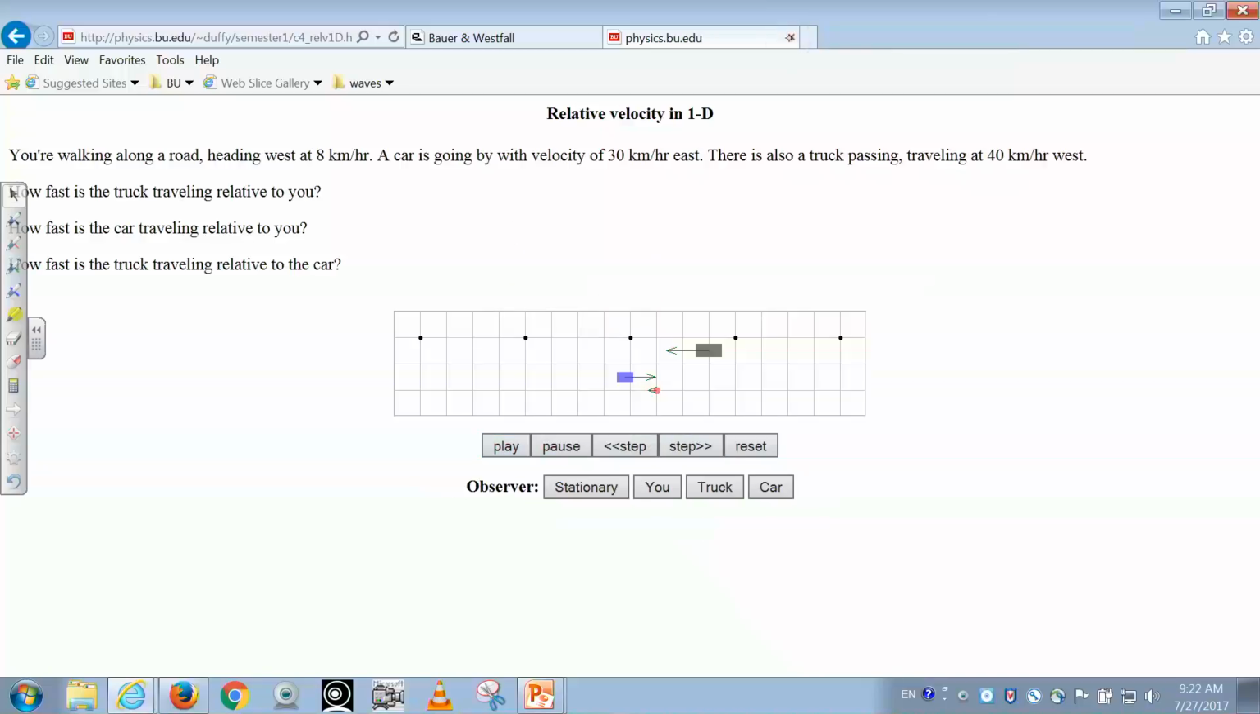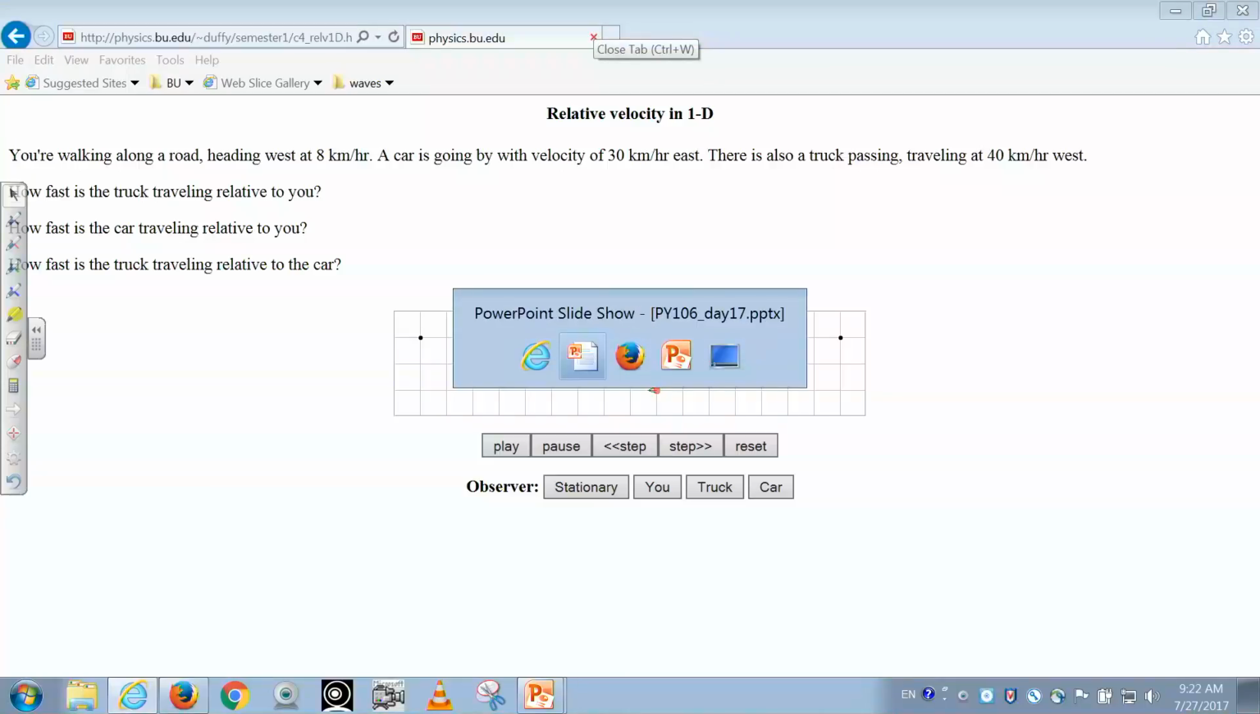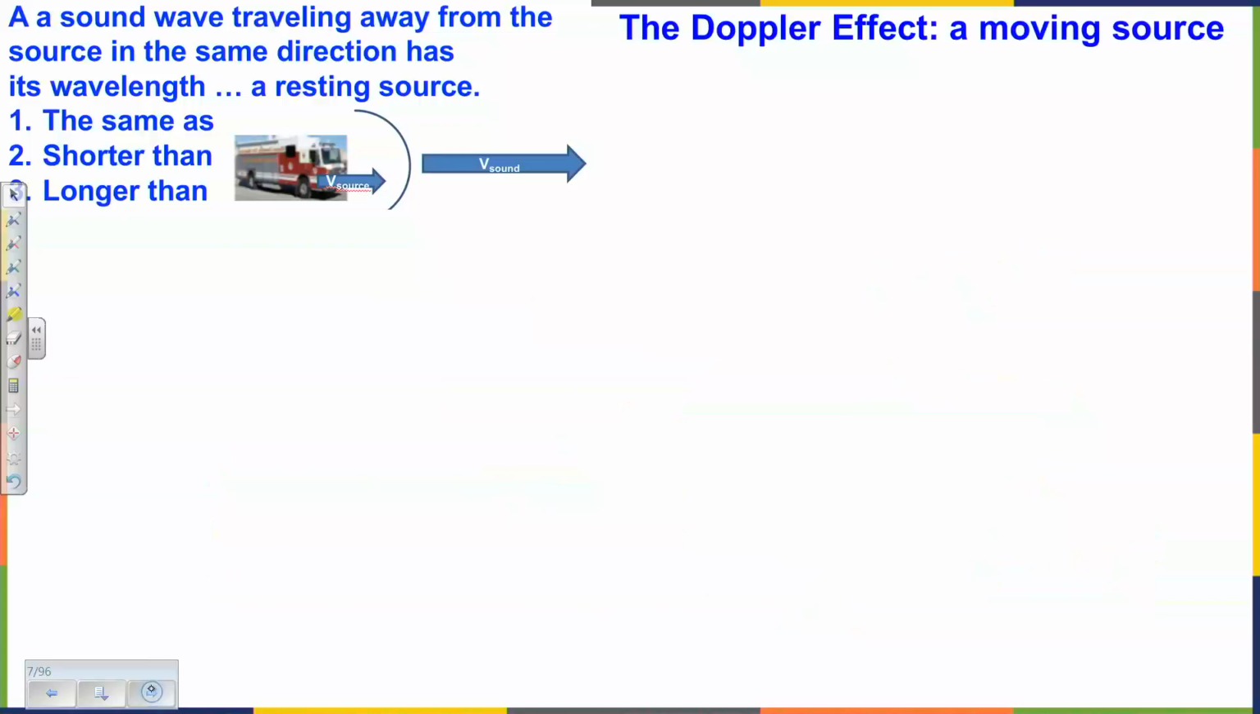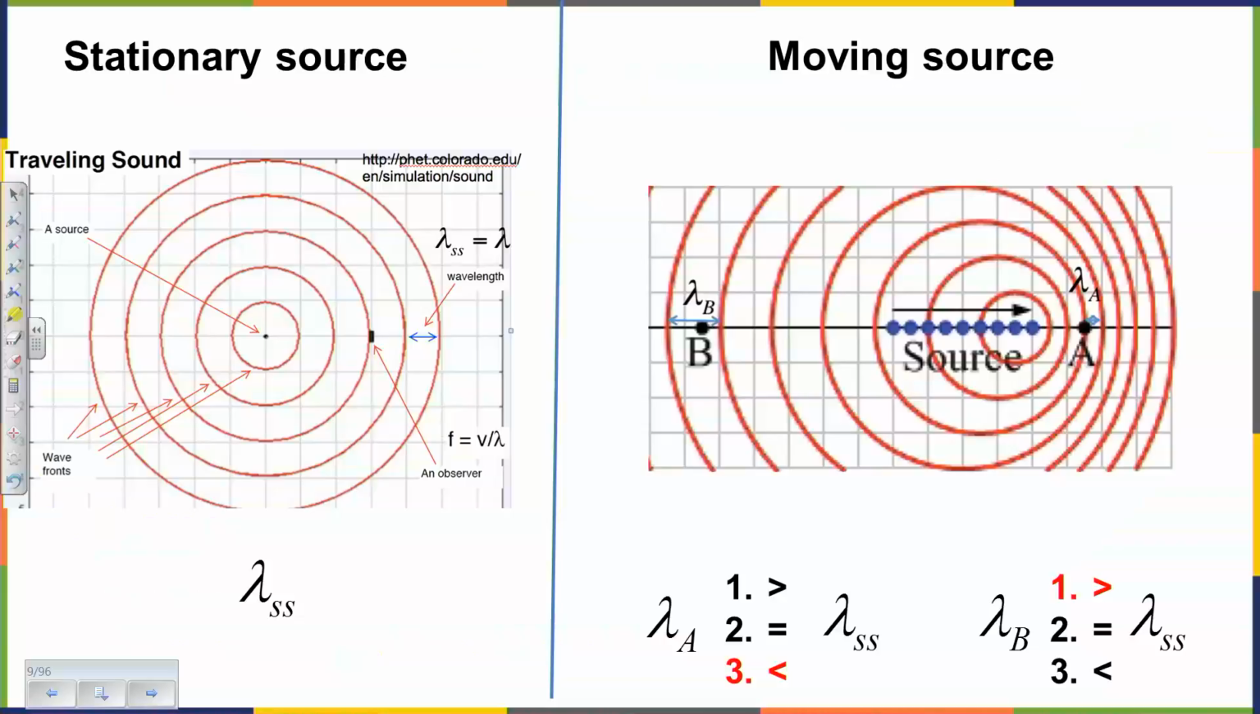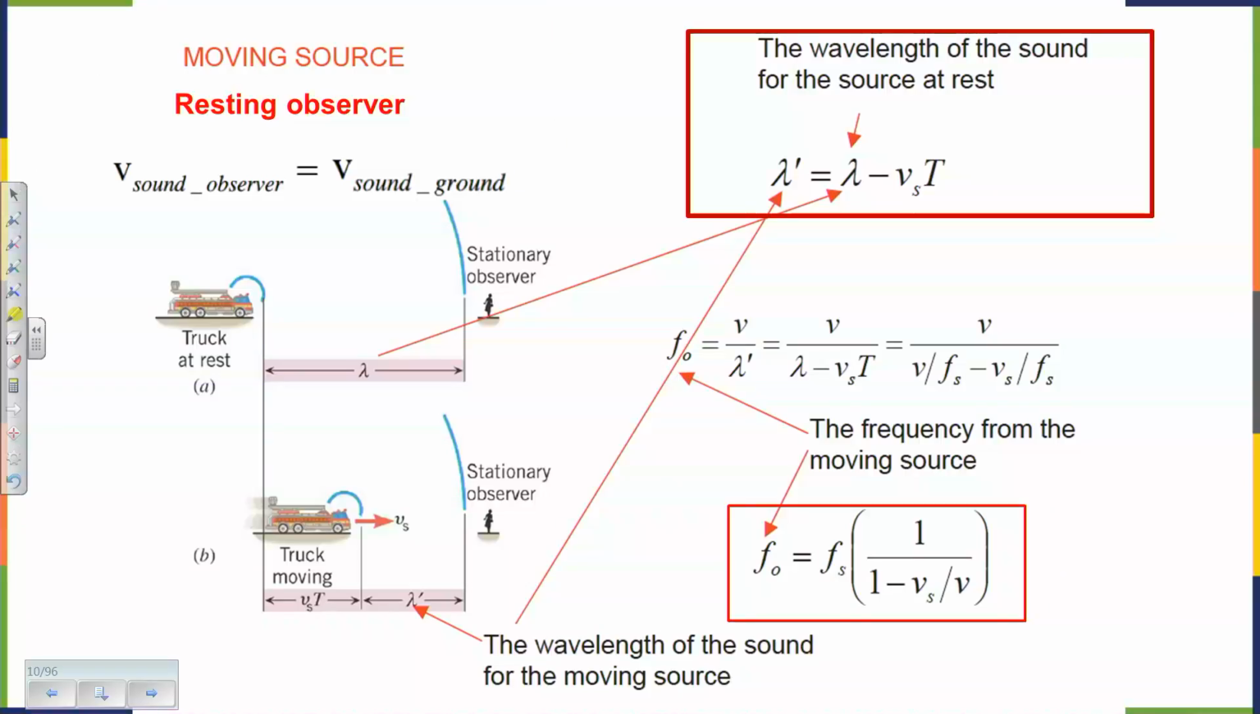Well, done. Done. And okay, that's the answer. Shorter. So this is the summary. The difference between a source at rest and the source moving. And this is an example of a relationship between the frequencies when the source is moving, but an observer is at rest, a stationary observer. So what do we do?